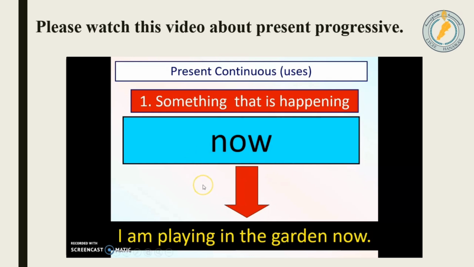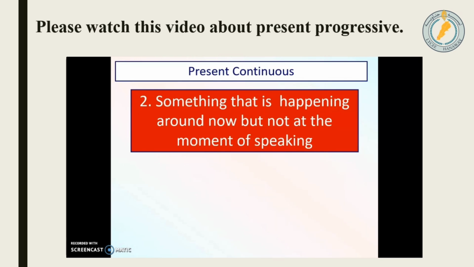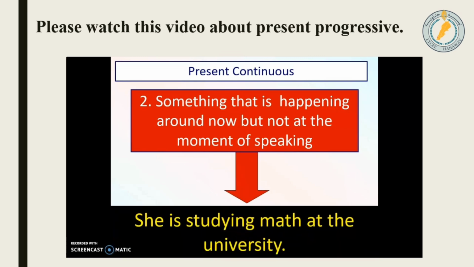Also, the present continuous tense is used to talk about something that is happening around now, but not at the moment of speaking. Example, she is studying math at the university.